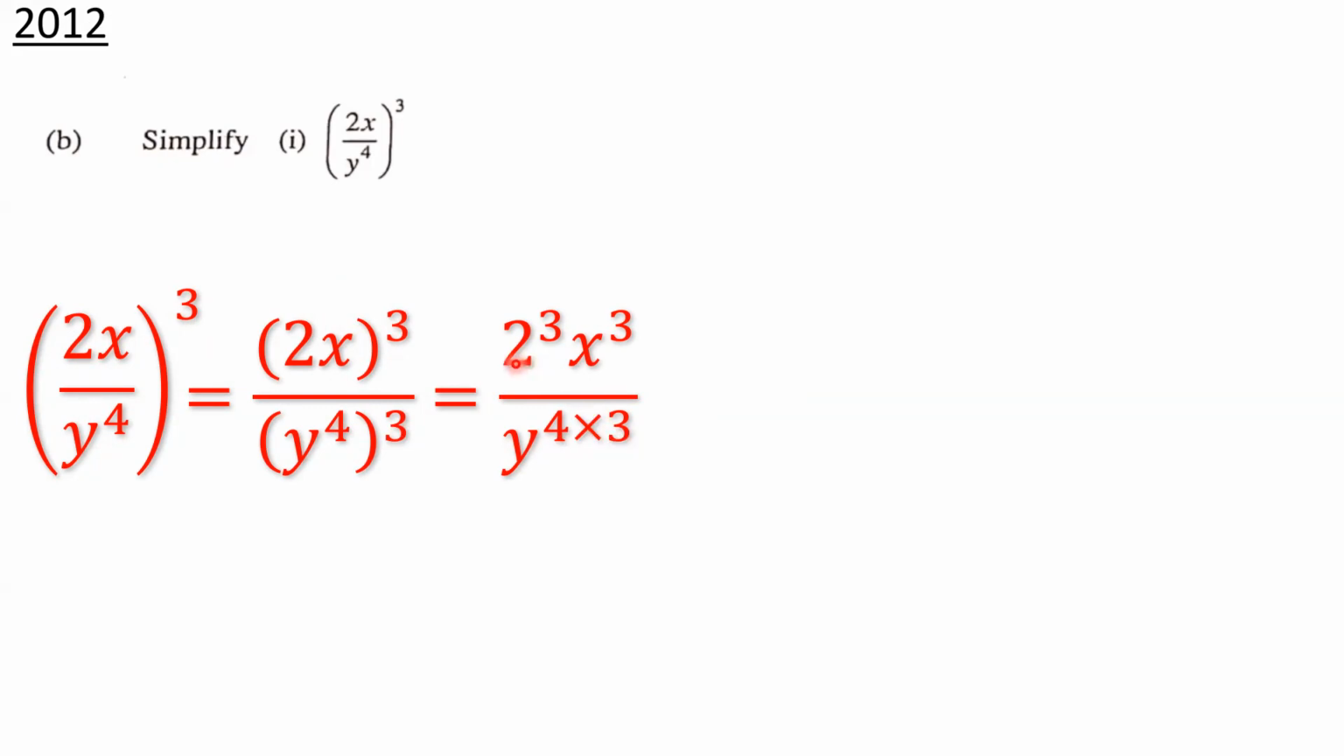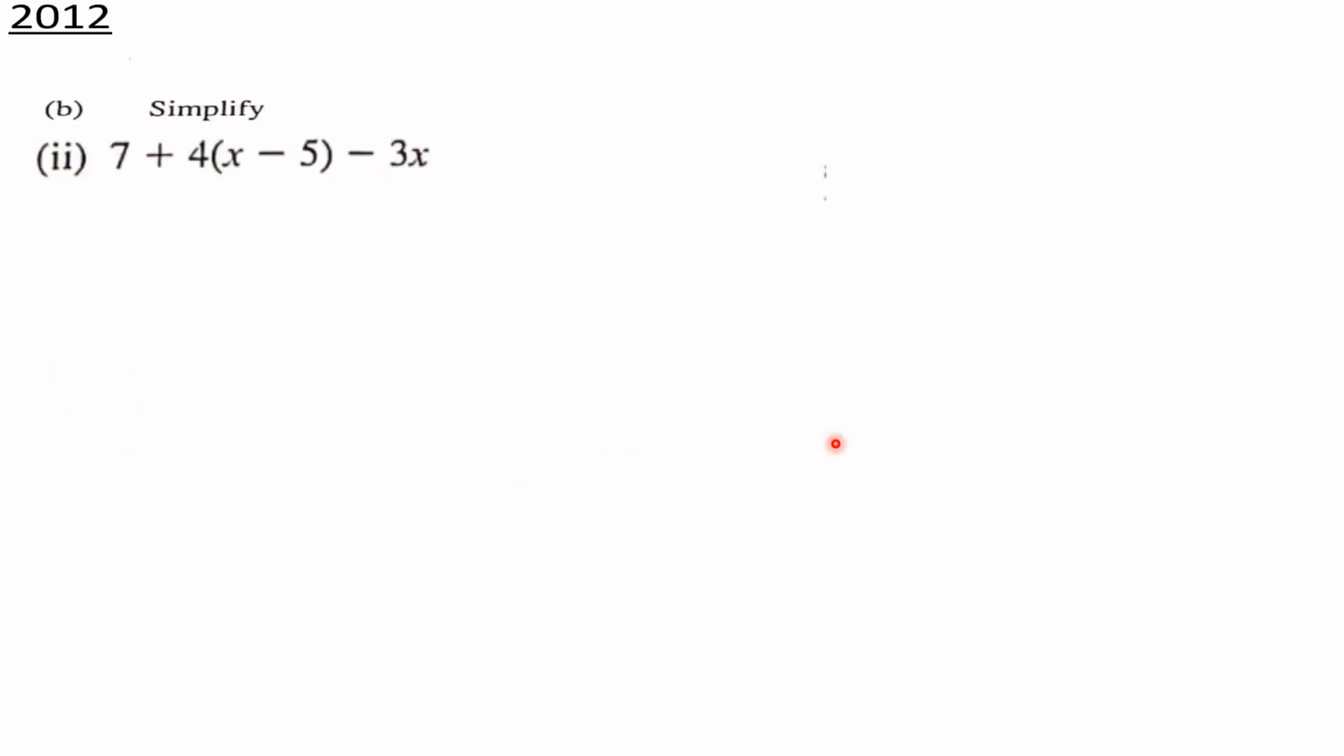But what is 2 to the third power? That's 2 times 2 times 2, which is 8. We have x to the power of 3. And then 4 times 3 is definitely 12. So our answer is 8x to the third power divided by y to the power of 12. Okay, let's move on to the next question.